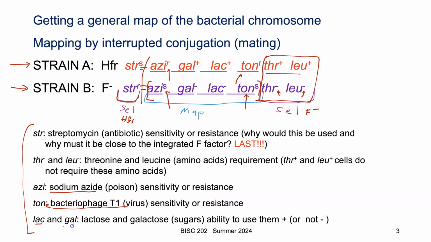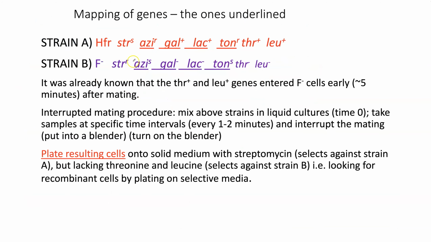And then the LAC and the GAL genes are lactose and galactose. These are sugars. If you can use them, you are LAC plus or GAL plus. And if you cannot digest them, then you have minus. So if we plate these only on those sugars, then if they're minus, they're going to die because they don't have any sugar source, any carbon source. Okay, so those are what the genotypes are, and here's our experiment.